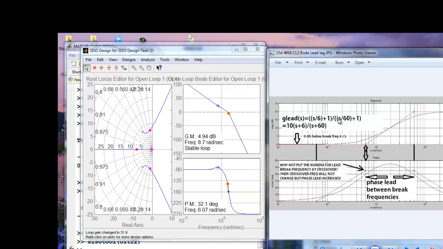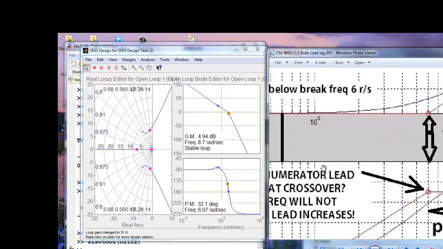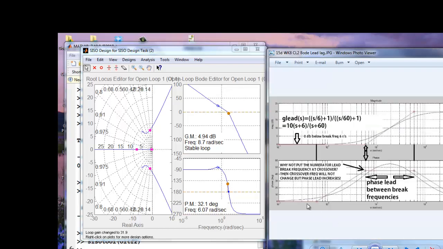Although we probably could squeeze 60 degrees out of this if we took a double E to maybe the Olive Garden, he'd make one for us to go 60 degrees. So why not put the numerator lead break frequency at crossover? In other words, isn't it always a good idea to put this first break frequency at crossover or near crossover, and maybe put a gain out in front of 1 as shown here, or 3 dB?